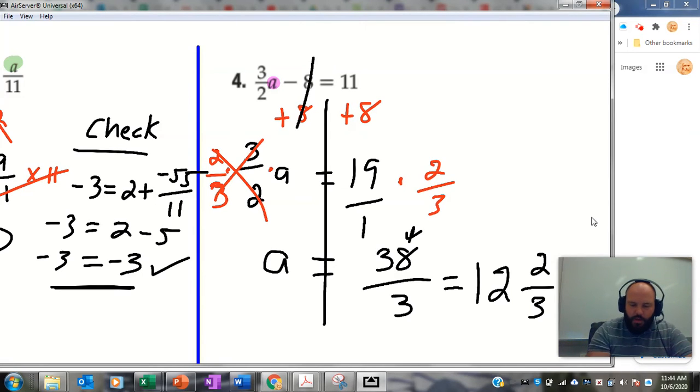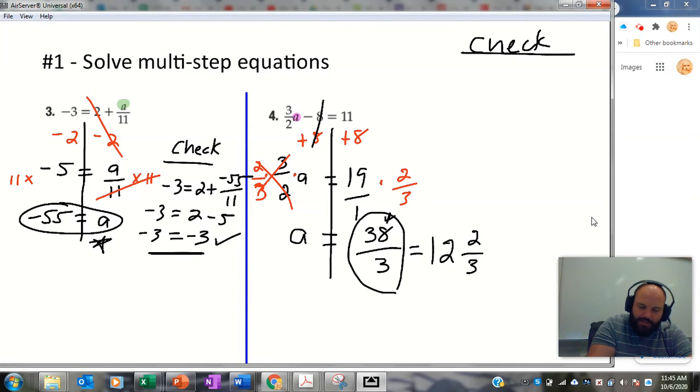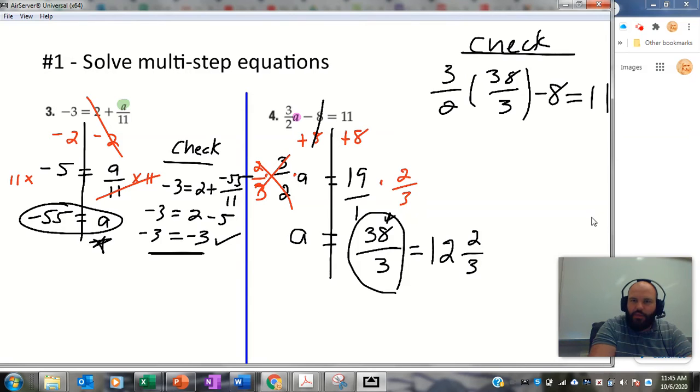Now, I'm going to give you one more thing that I want to show you. If we were to do a check for this, when you go to do the check, you want to use the answer that's in its improper form. That's the number that you want to plug in. So when I write this 3 over 2 times 38/3 minus 8 equals 11. You can see that I substituted 38/3 in, not 12 and 2/3.